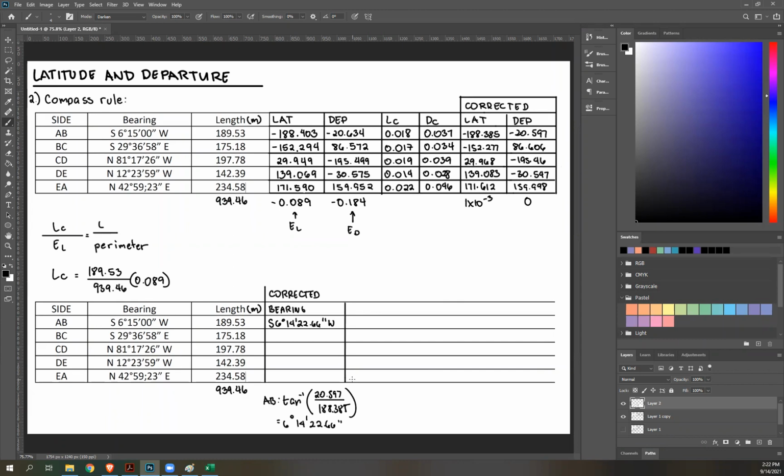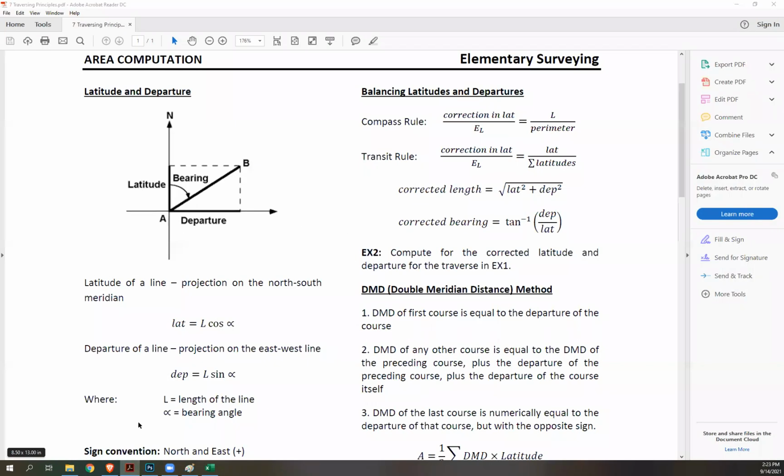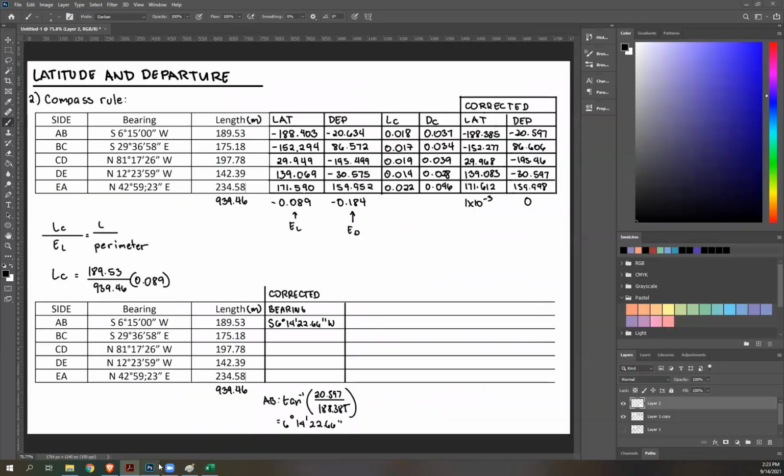Let's do one more, BC. Again, that is arctangent of 86 divided by 152, and you should get 29 degrees. Latitude is your north-south. Latitude is negative, so that's south. The value of arctangent of 86 divided by 152 is 29 degrees, 37 minutes, 43.02 seconds. And then this is positive, therefore that's east.